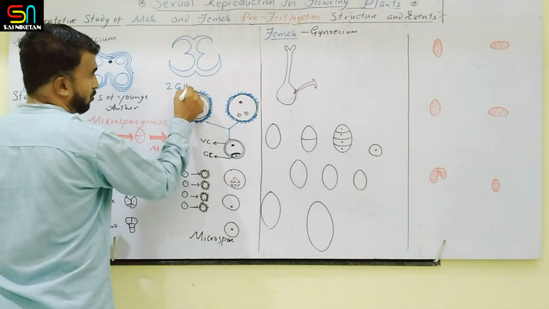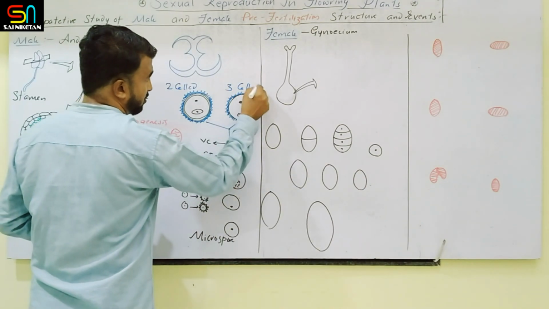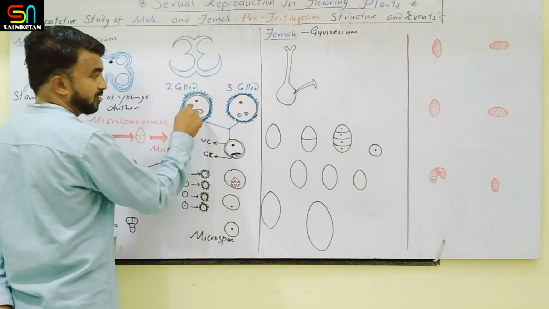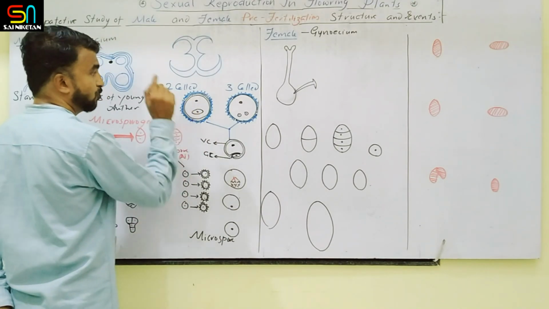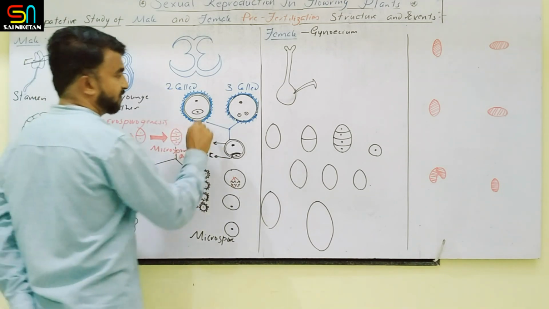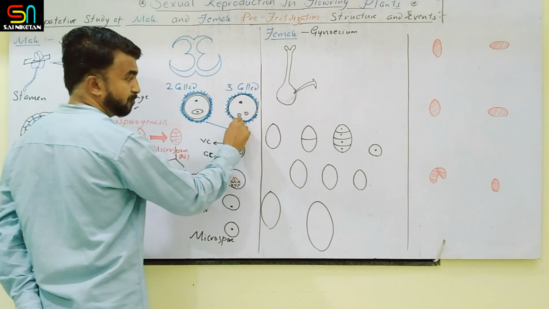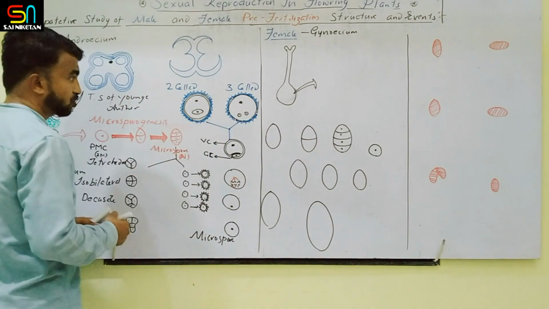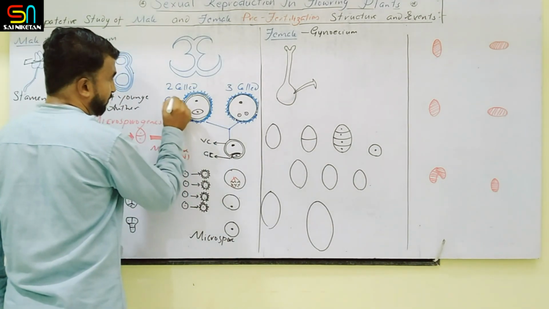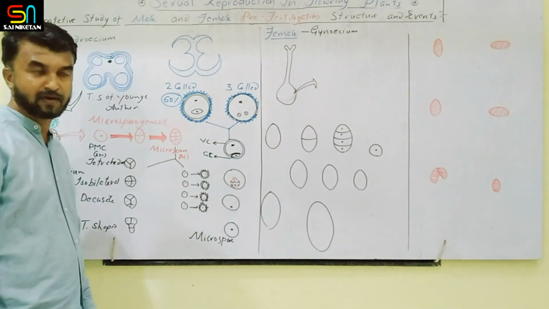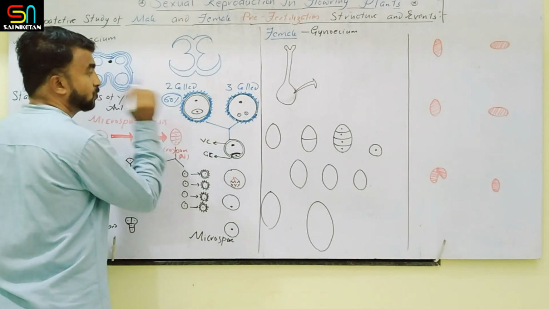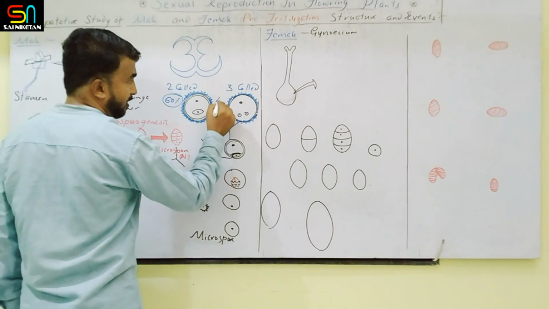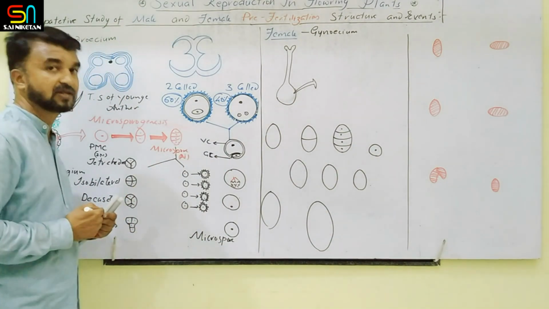This is 2-celled, this is 3-celled. Now what is the difference? When the pollen grain contains one vegetative cell and one generative cell, such pollen grains are called two-celled pollen grains. If the generative cell undergoes mitotic division and produces two male gametes, then it is called the three-celled condition. Clear? In angiosperms, 60% of families produce pollen grains that are released from the anther in the two-celled condition. The remaining 40% are released in the three-celled condition.